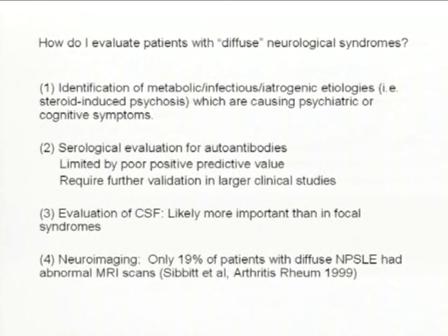Let's say you've eliminated these secondary syndromes. Over the past decade, there have been several autoantibodies which have been paraded as putative markers of neuropsychiatric disease. And I'll get to some of them in the next slide.